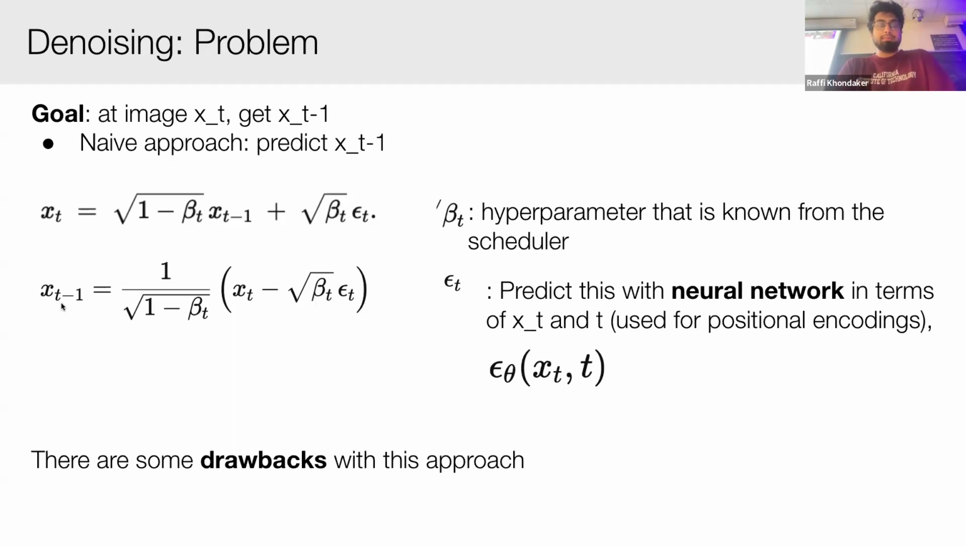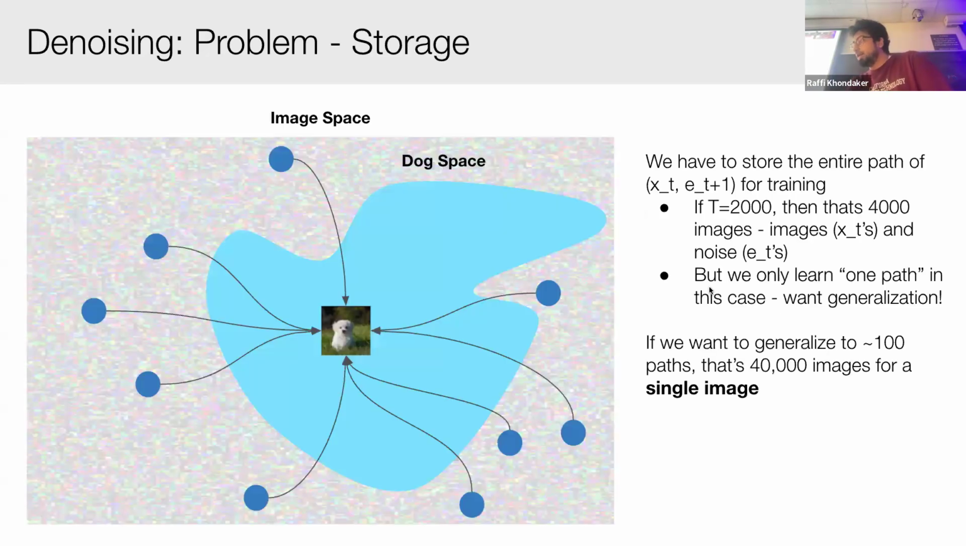Here at the bottom, I've rewritten this equation, expressing the slightly denoised image in terms of the noised image. Same function, I've just rearranged the terms, if that makes sense. In a neural network, we're predicting this epsilon term, but why don't we just do this? There's a couple of reasons.